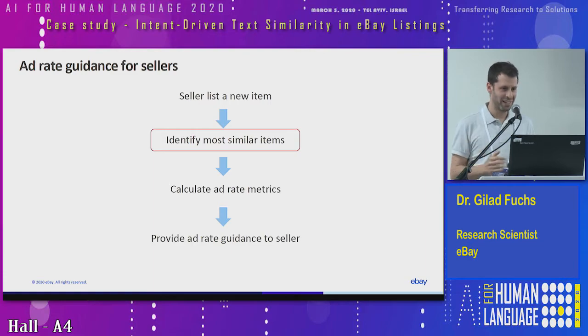So at a high level, just to summarize what I said so far: when a seller lists a new item, we wish to find the most similar items to this item, so we can learn the ad rate metrics of those similar items, and then provide ad rate guidance to the seller about his direct competitors on the search results.